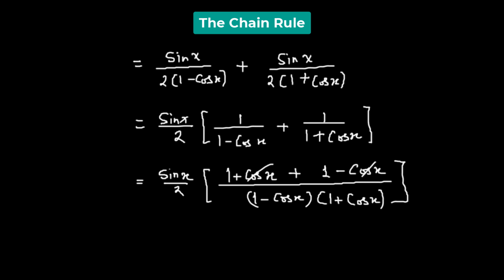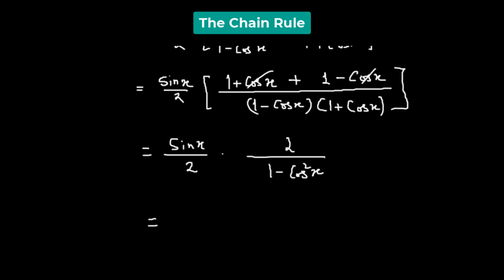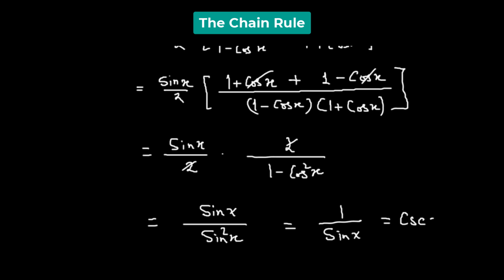So cosine of x and negative cosine of x cancel out, leaving us with sine x over 2 times (1 plus 1, which is 2) over 1 minus cosine squared x, because this is the identity: 1 minus cos x times 1 plus cos x is equal to 1 squared minus cos squared x. So the 2 and 2 get cancelled, and 1 minus cosine squared x is sine squared x, which gives 1 over sine x, and the reciprocal of the sine function is the cosec function. So here we have cosec of x.